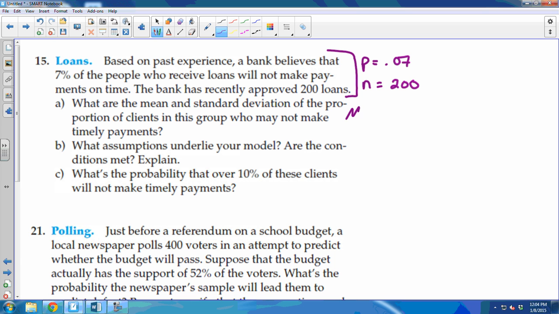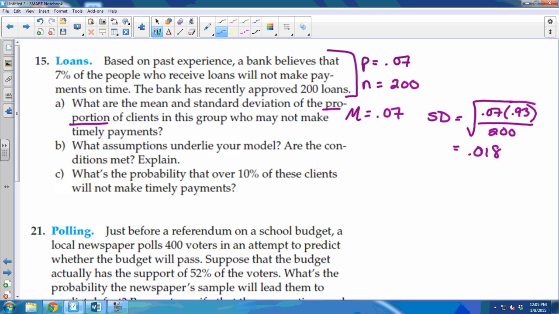The mean is easy. What's the mean? 0.07. Just 0.07. And then, what is the standard deviation? Right, the square root of 0.07 times 0.93, divided by 200, which is 0.018. There you go. Remember we're talking about proportions. So some of you guys are really quick to jump to number of people, clients. We're talking about proportions of people. So be careful.